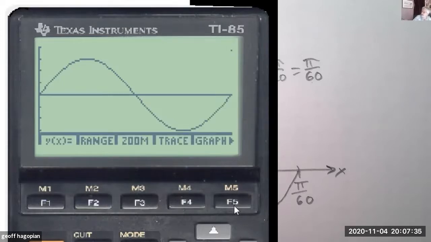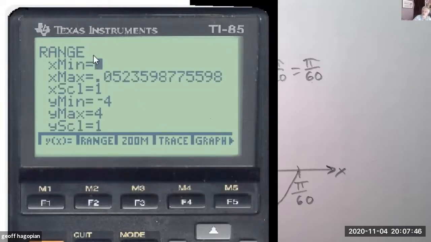Yeah. And that would be an appropriate viewing window. So when they ask you what's an appropriate viewing window, they mean what is X min, X max, Y min, and Y max that will capture a good oscillation, right?